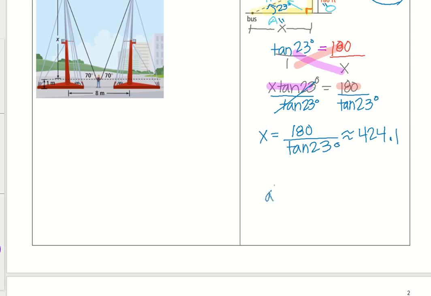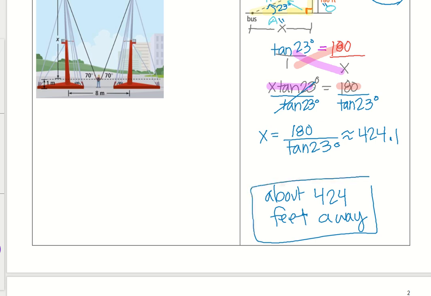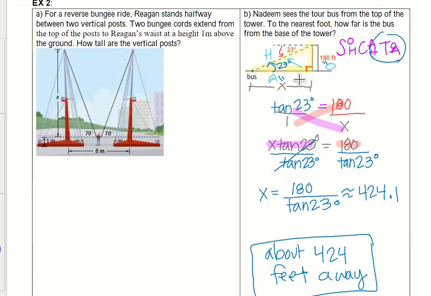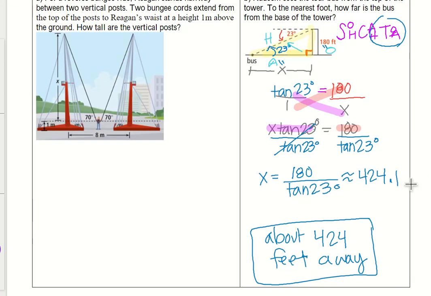So it's about 424 feet away. So I included both rounding to the nearest tenth and rounding to the nearest foot, because I'm not sure, it didn't give us a direction, right? So on the assignment, it'll tell you. So if it told me nearest tenth, I would use the 424.1.